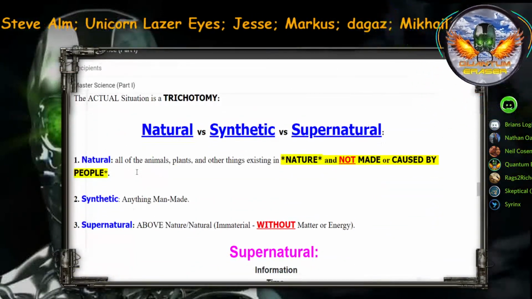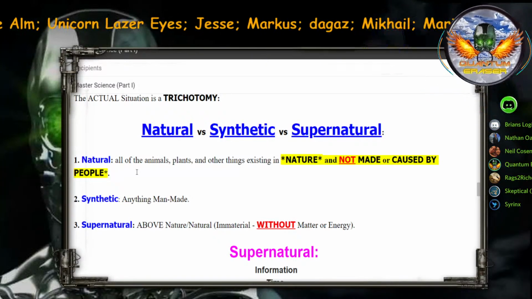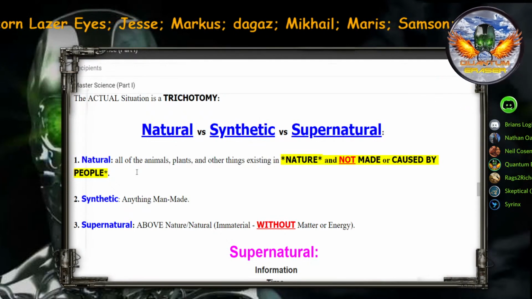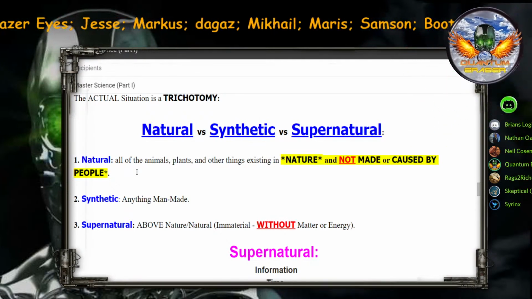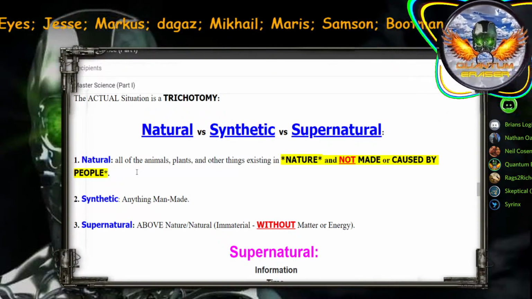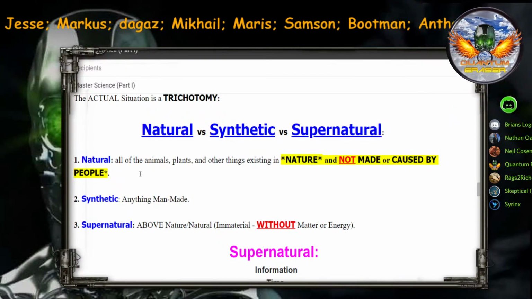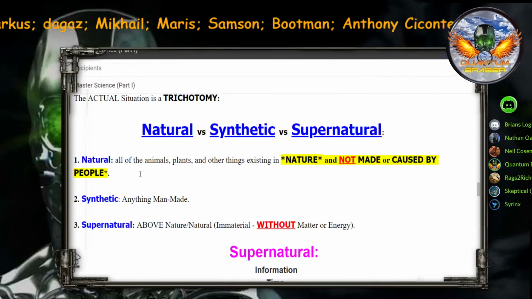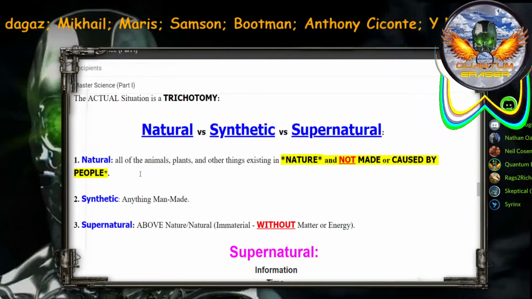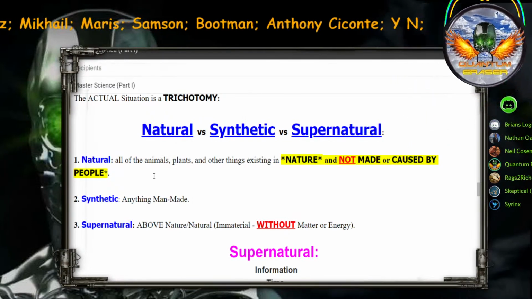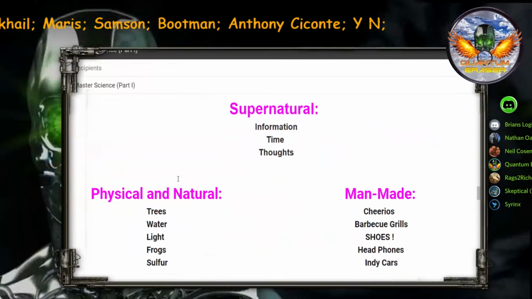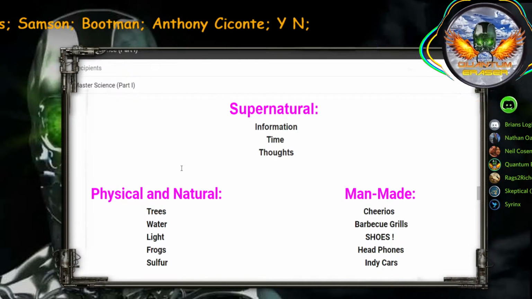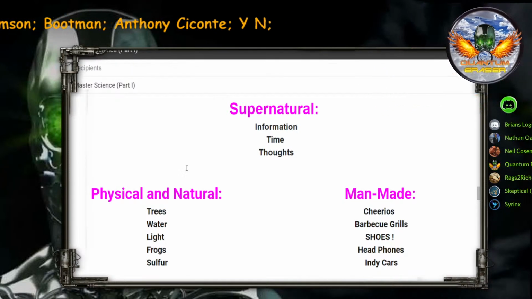Here is the trichotomy: natural versus synthetic versus supernatural. Natural, like we went over above: all of the animals, plants, and other things existing in nature and not made or caused by people. Synthetic, anything man-made. Supernatural, above nature. Immaterial, without matter or energy. Here they are. Read them and weep. There is the true trichotomy.